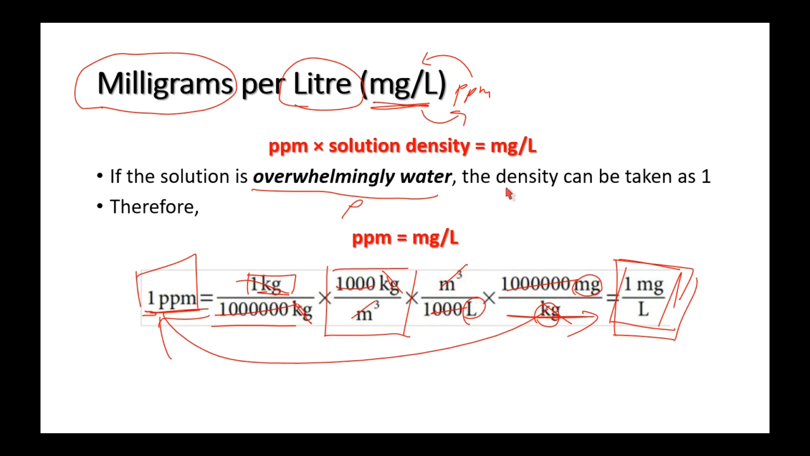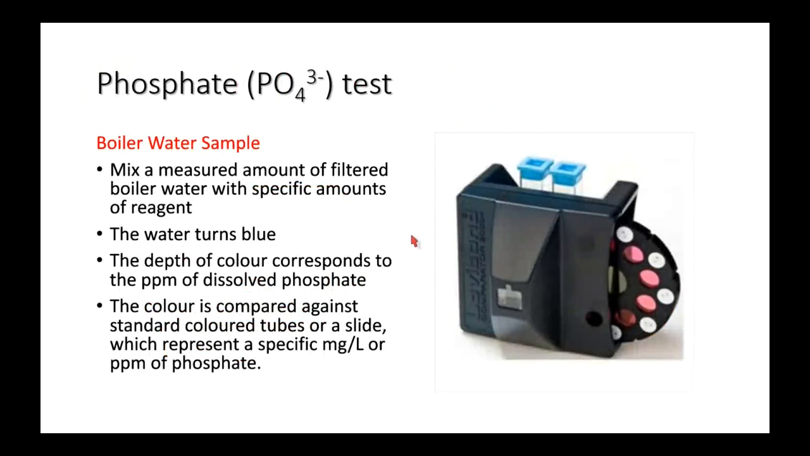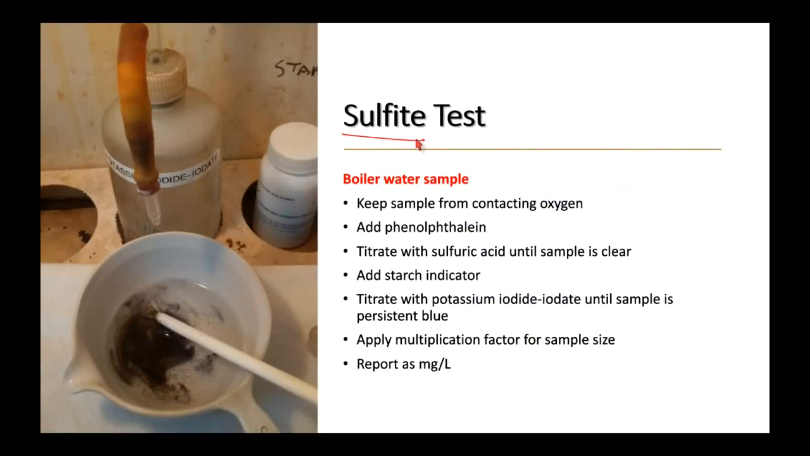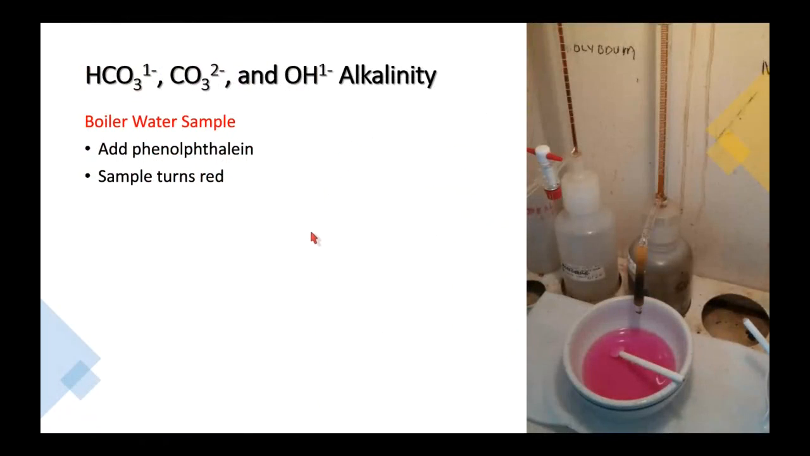So don't be confused when your water treatment report comes back and you're expecting it to be in parts per million and they're giving you milligrams per liter. Now, we have a whole bunch of tests that we take on boiler water. This is a boiler water phosphate test. We also do a sulfite test on boiler water, if sulfite happens to be our oxygen scavenger. And we're also going to do a P&M alkalinity test on our boiler water.